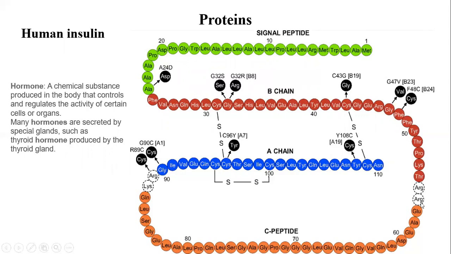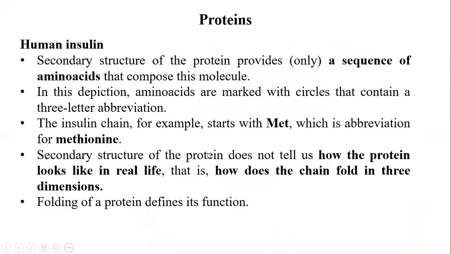और जब उसका primary structure की बात करेंगे तो that is the sequence, or you can say the mature RNA sequence. And after that, this is the secondary structure, and when it makes a fold, secondary structure of the protein does not tell us how the protein looks like in real life. That is, how does the chain fold in 3 dimensions.